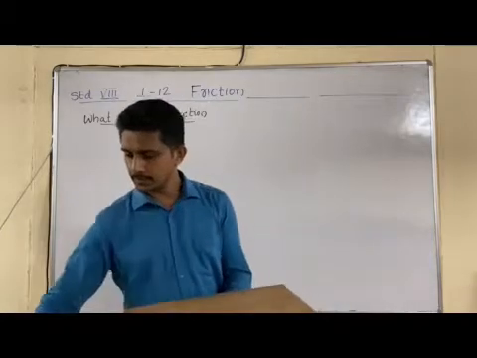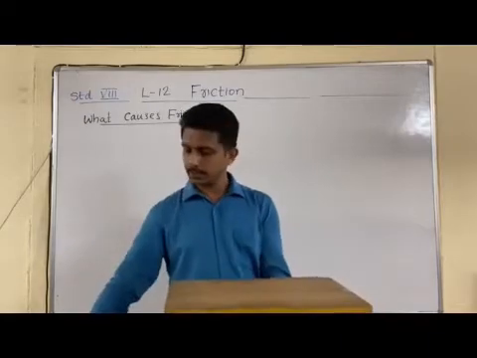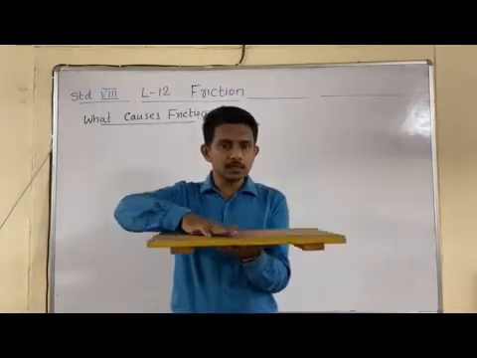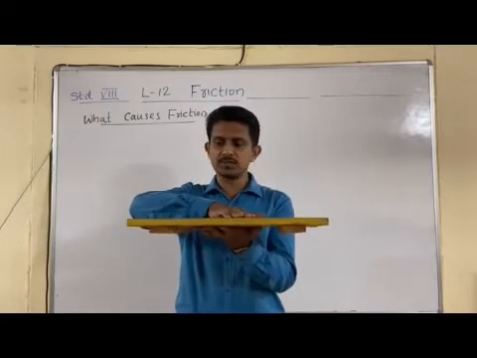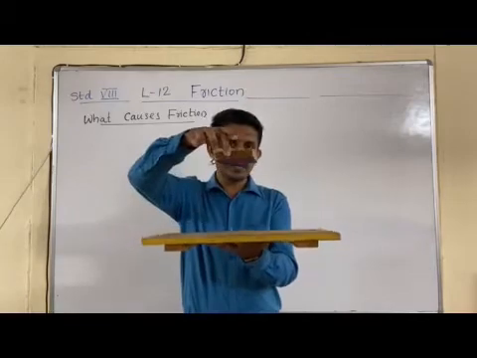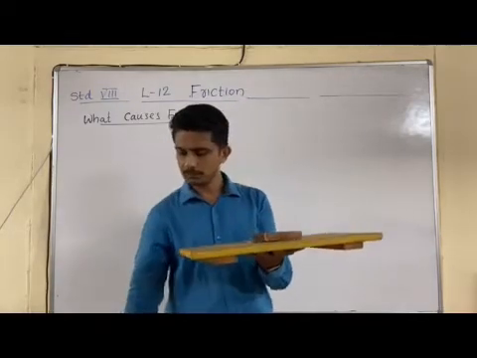So you can see that in this case, again I have a table and there is one wooden block there. You can see that this table is a very smooth table, the surface is a very smooth surface. And on the surface I am keeping this wooden block, like this.